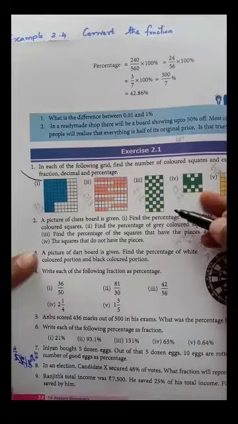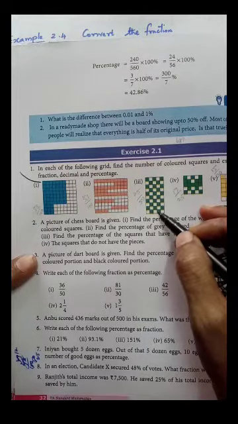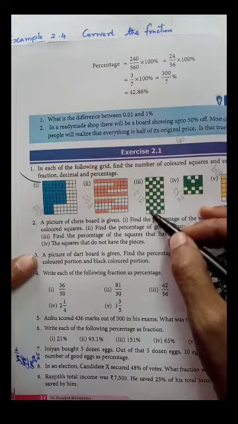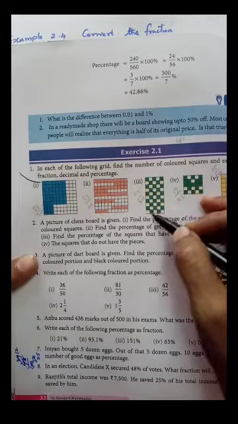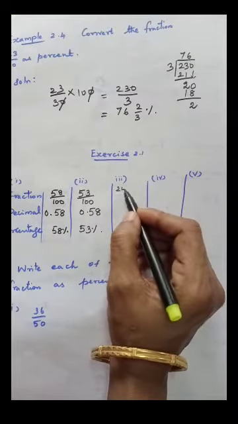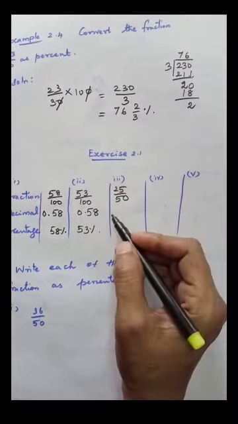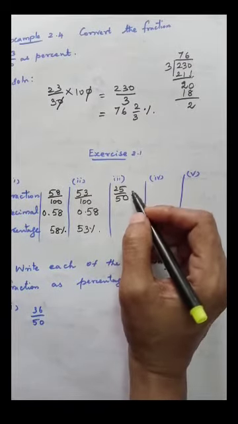Here, totally how many boxes? See, 1, 2, 3, 4, 5, 6, 7, 8, 9, 10 boxes. Then 20, 30, 40, 50. Totally 50 boxes. Count and see. 25 boxes are shaded. So the fraction of the third one is 25 by 50. Here you have to see the decimal. We want the decimal.